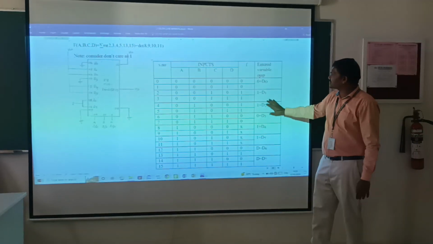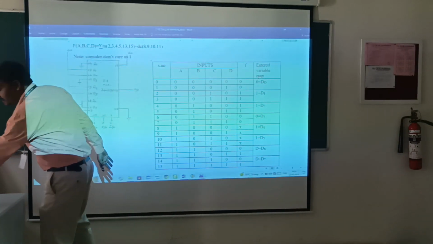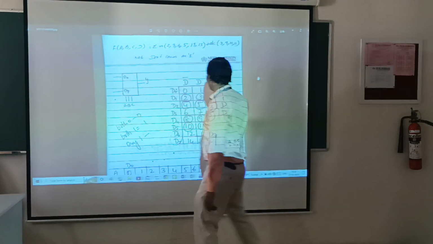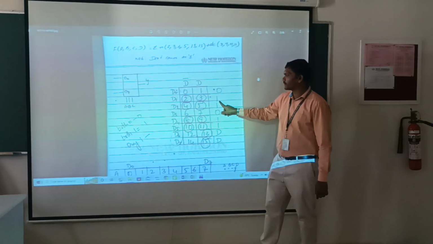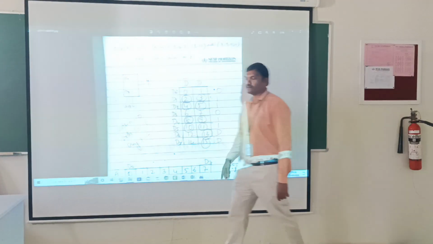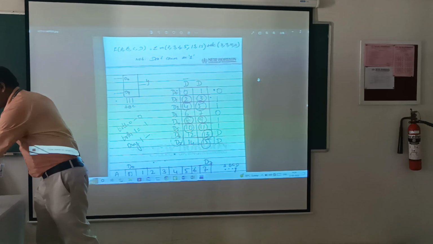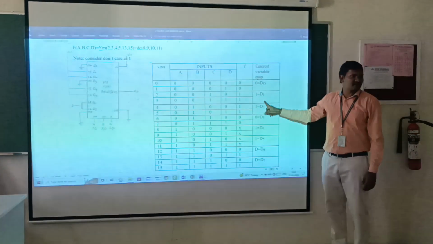So how are we getting this column? Just by looking at the previous one. Can you see what the value of D0 is? What is the value of D1? What is the value of D2? What is the value of D3? The same thing we have just mentioned in the manual. This is the manual which is given to you. Can you see how we got this value?